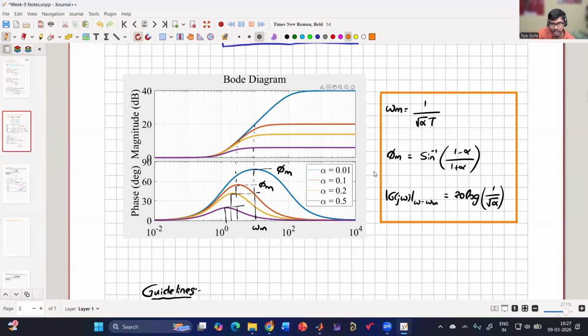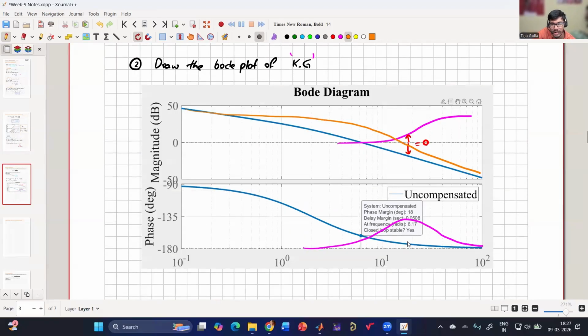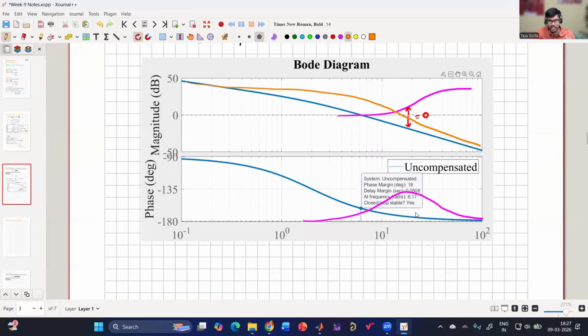So we'll choose phi m. So how do we choose phi m? How much additional phase am I going to provide at this phase margin? So currently how much is the phase margin? 18. So how much additional phase margin am I going to provide? So that is what we are looking at now.